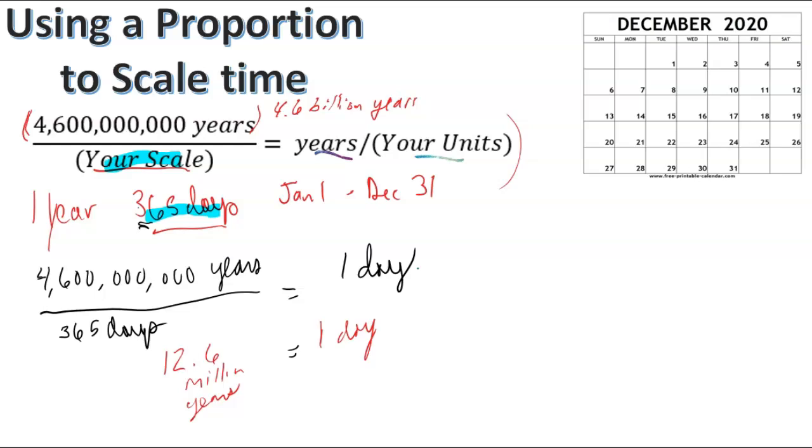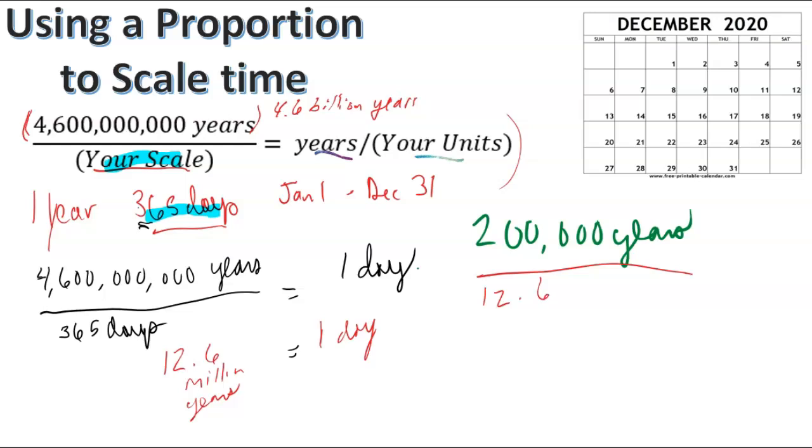So humans appeared in the timeline about 200,000 years ago, right? So now we need to apply our method here, right? We know that there's going to be 12.6 million years per day on our calendar. So we need to know how many days it contains for when the humans came up on the planet. So 200,000 years ago, right?